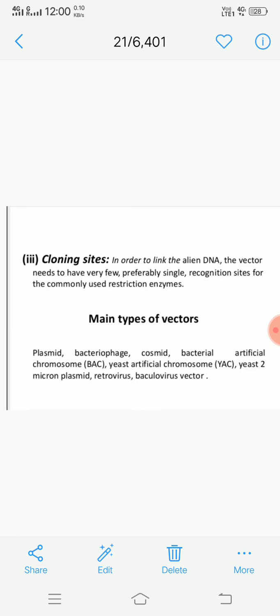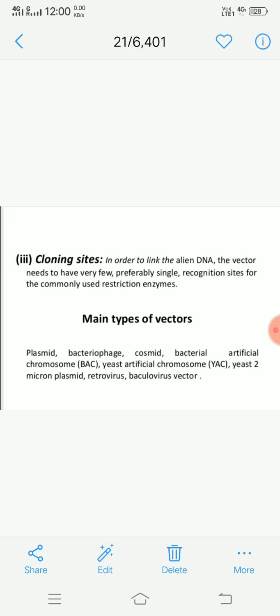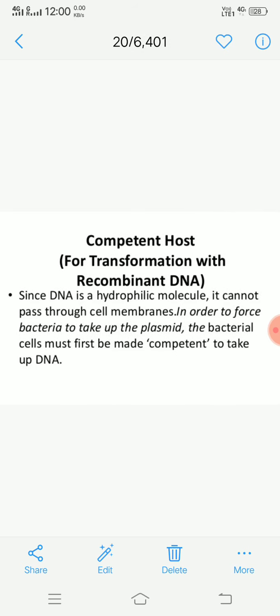Then, host cell. What is meant by the host cell? Host cells are nothing but the bacterial cells which can take the rDNA molecule. Host cell means it is nothing but the bacteria which can take up your rDNA. It is known as the host cell.